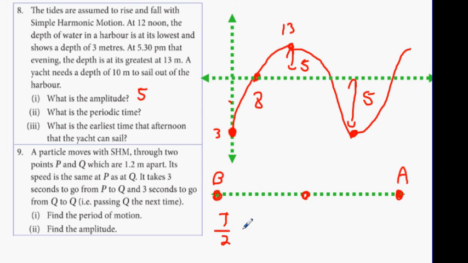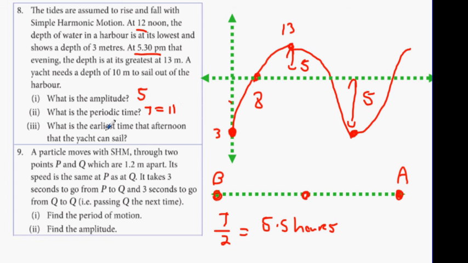From 12 to half 5. So 5.5 hours, yeah? So what's the periodic time then? 11. T equals 11. What is the earliest time in the afternoon that a yacht can sail?